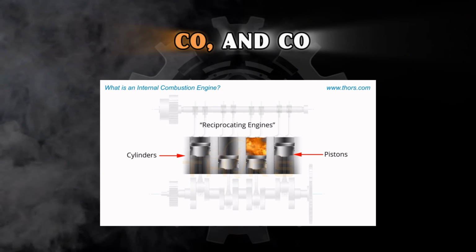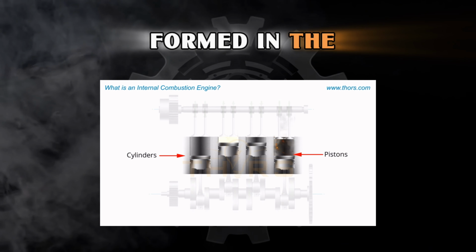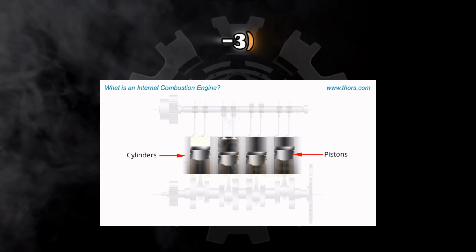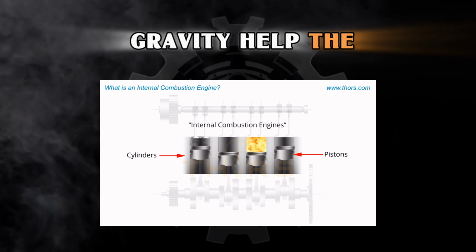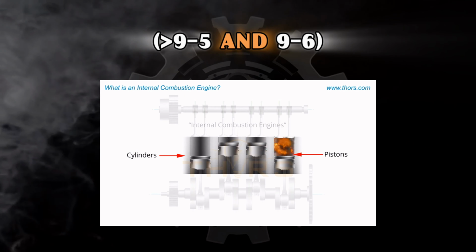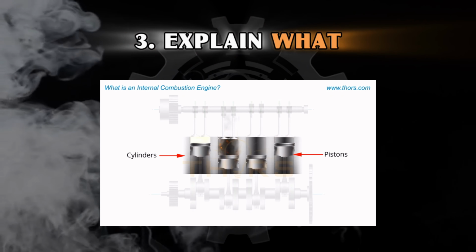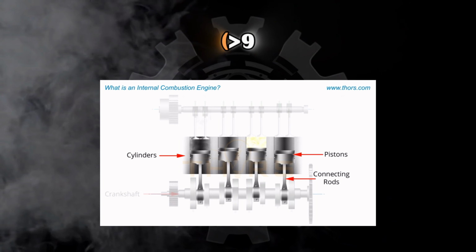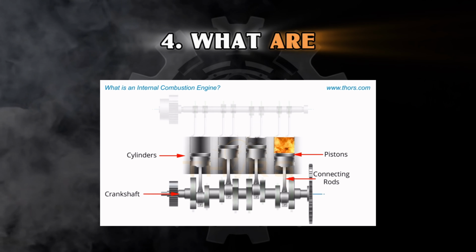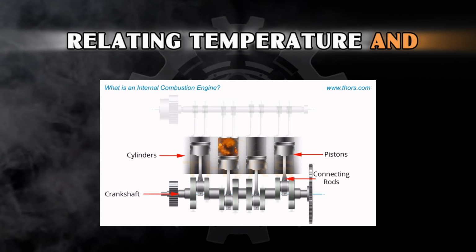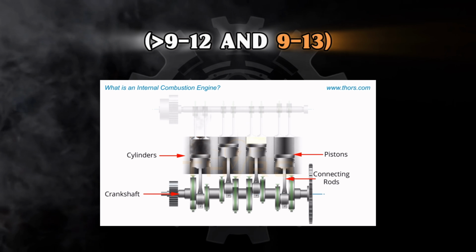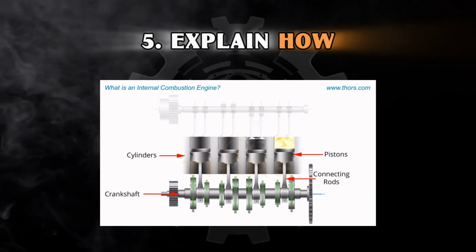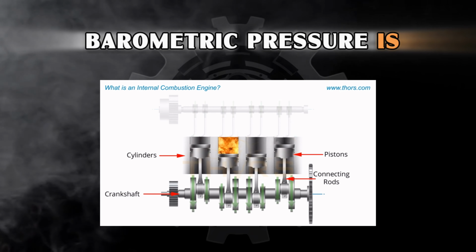Review questions. 1. How are CO and CO2 formed in the engine cylinders? 2. How does gravity help the engine run? 3. Explain what pushes the piston down. 4. What are the two rules relating temperature and pressure? 5. Explain how barometric pressure is measured.